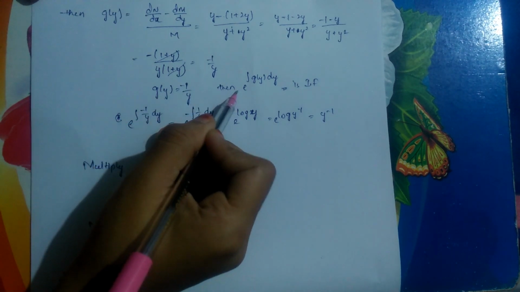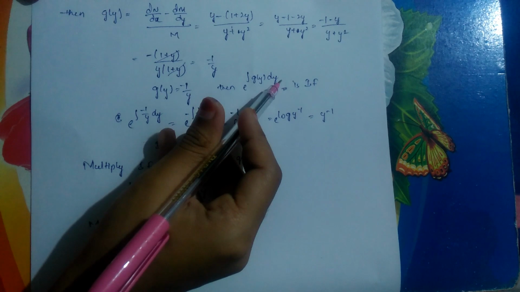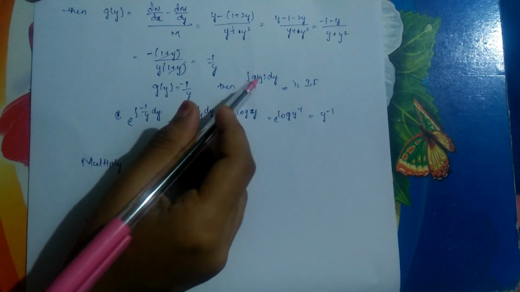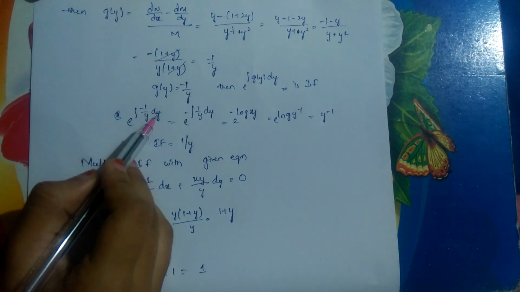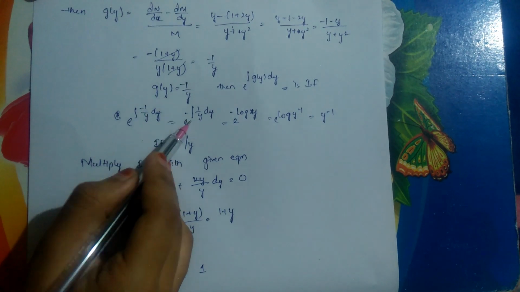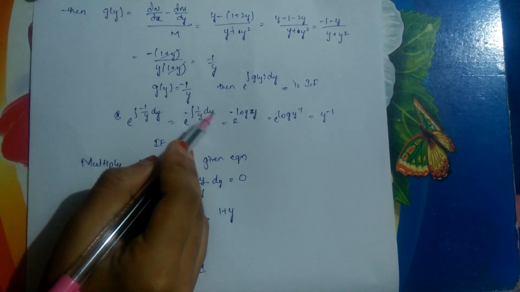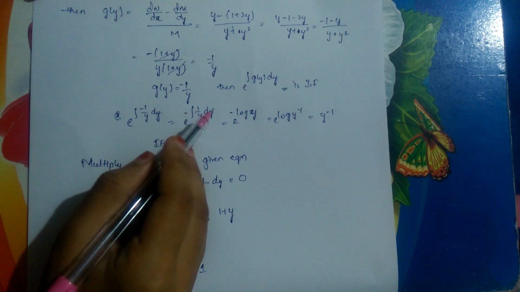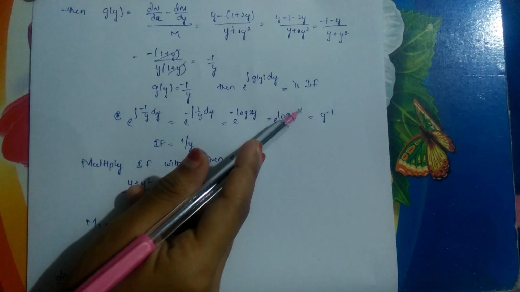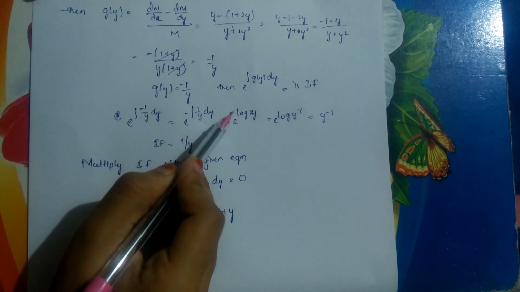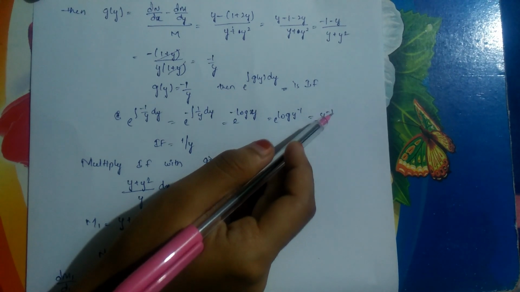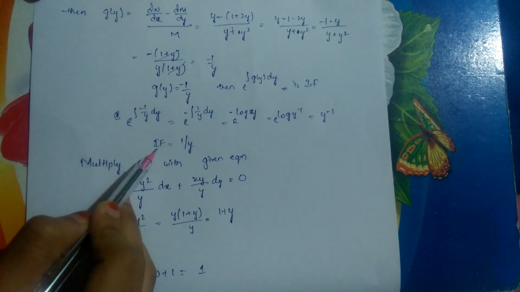So then e power integration of g of y dy is the integrating factor. So e power integral of (minus 1 by y) dy, that equals e power minus integration of 1 by y dy, that equals e power minus log y, that equals e power log y power minus 1. So here minus 1 is sent to the power, that is y power minus 1, that can be written as 1 by y. So this is the integrating factor.